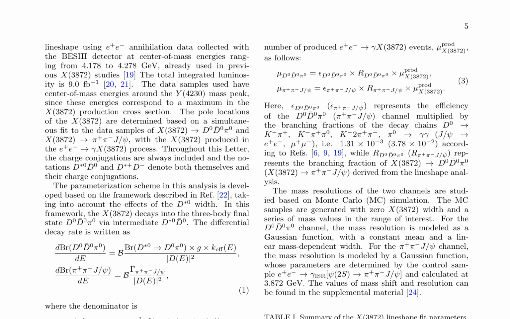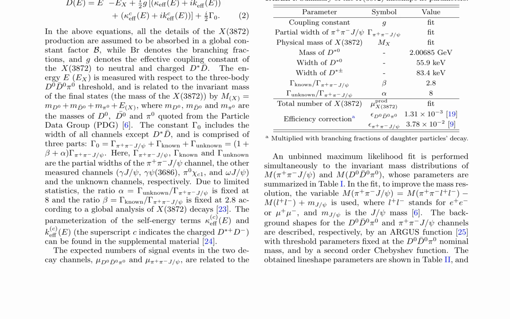The differential decay rates for the two decay channels are described by equations 1 and 2, where the denominator D(E) is a complex function of the energy E, measured with respect to the three-body D0 D̄0 π0 threshold. The energy E is related to the invariant mass of the final states, the mass of the X(3872), by m_X = m_D0 + m_D̄0 + m_π0 + E_X. The expected numbers of signal events in the two decay channels are related to the number of produced e+e- → γX(3872) events, as shown in equation 3.